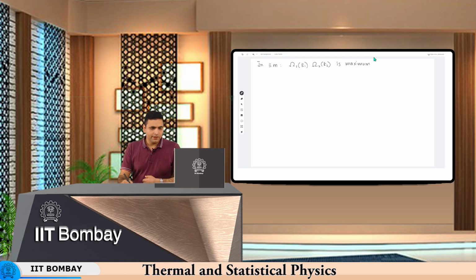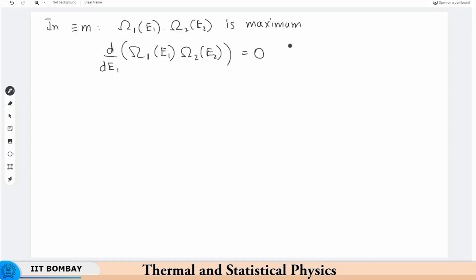All right. So, in other words, we can say that the derivative of this quantity with respect to energy, say E1, or you can take E2 as well, is 0, right. So, the derivative of omega 1 of E1 times omega 2 of E2 equals 0, and this is in equilibrium. So, equilibrium is when this quantity does not change anymore, right. So, the total number of microstates achieves a maximum number.